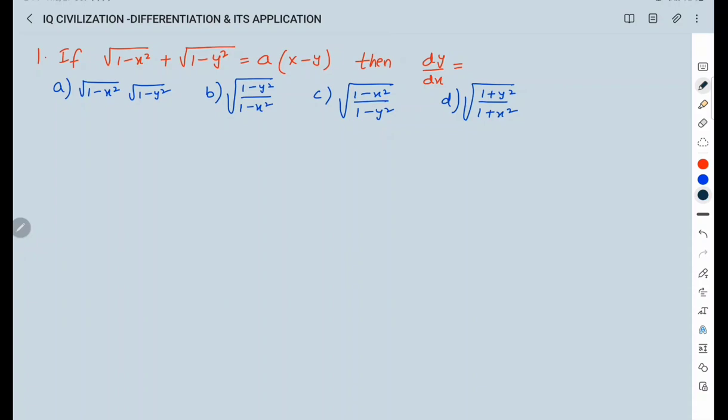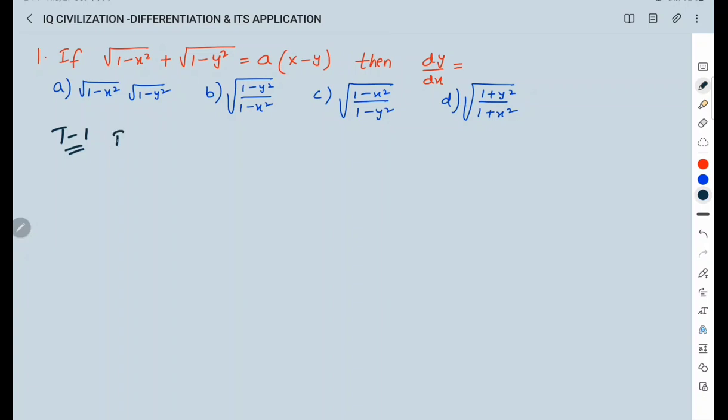So here today we are going to do this differentiation and its applications. Okay, so we know how to find the differentiation in the long method, and today we will learn all the shortcut tricks. So here is the trick number 1.